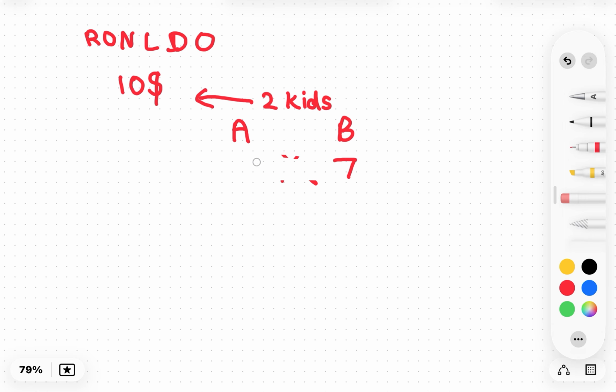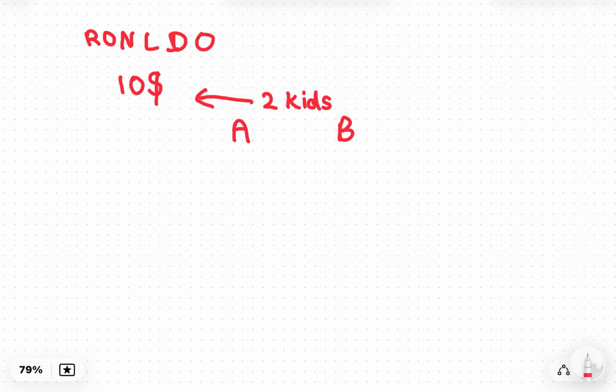So Ronaldo believes in equality. To give both kids the same amount of money, he will give $5 to kid A and 5 to the other one. Now Ronaldo does an advertisement and gets extra money. Now he got 20 more dollars.